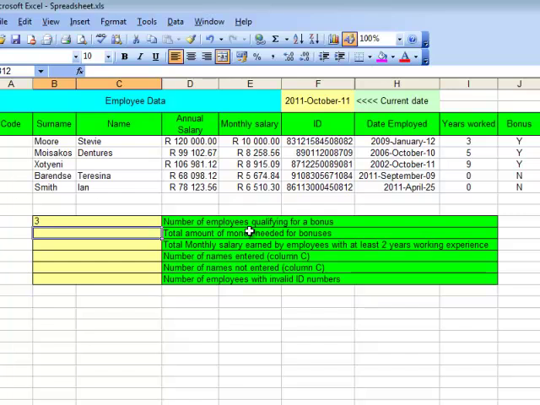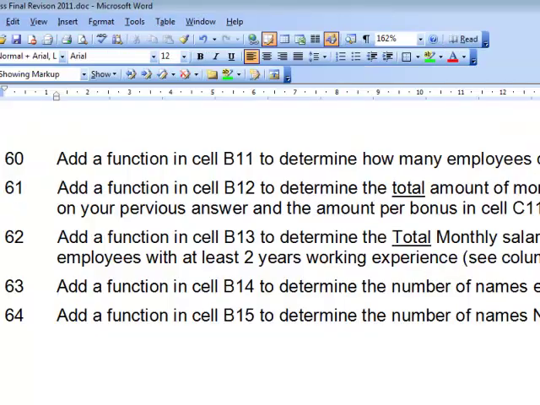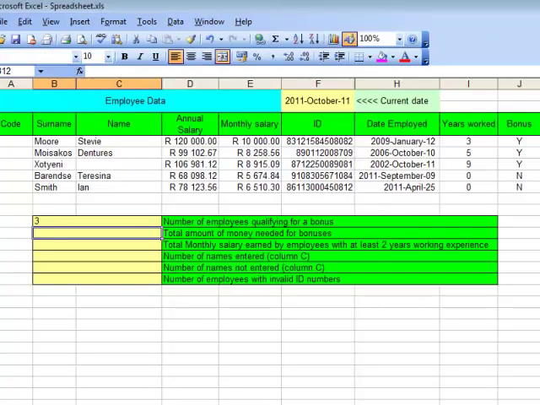Total amount of money needed for bonuses. Okay, this is an interesting one. Okay, they say the total amount of bonuses is calculated as something. Let's actually look at the question. Total amount of bonuses based on your previous answer and the amount per bonus in cell C11 in the lookup worksheet. Okay, old timers like me, I've already lost track of what's going on here.